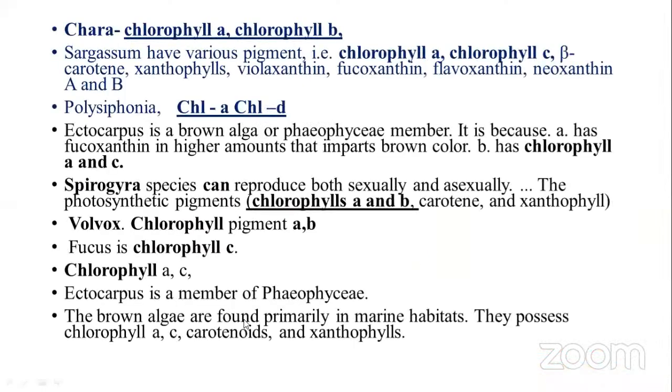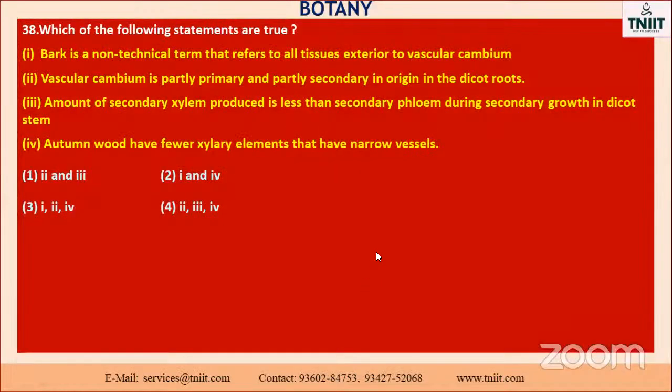Okay. Fucus, what happened now? Fucus, chlorophyll C only is present, so it will not come. And chlorophyll A and C, Ectocarpus, membrane of Phaeophyceae, so it will not come. A and C only it will come. The brown algae found primarily in marine habitat, they possess chlorophyll A and C, carotenoid and xanthophyll. It will not come.